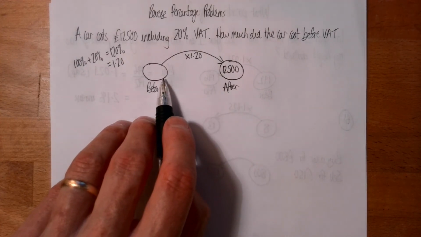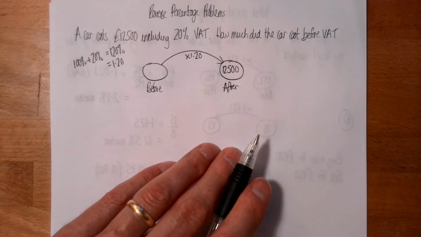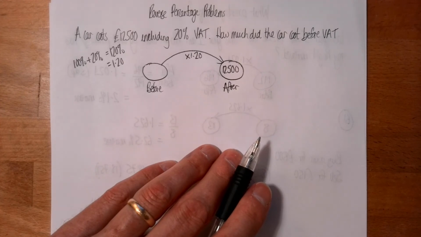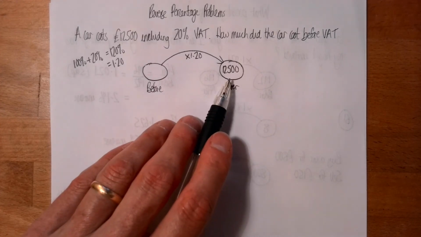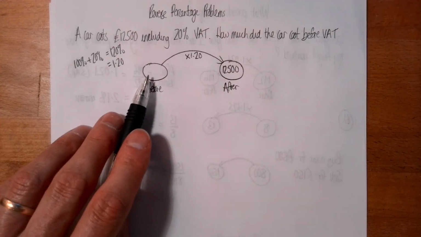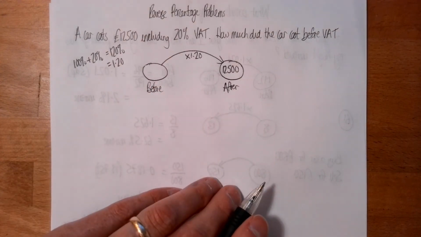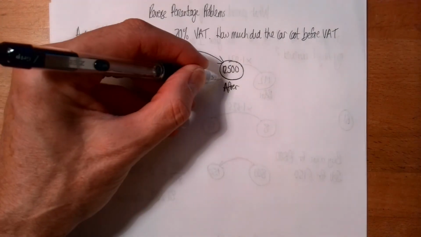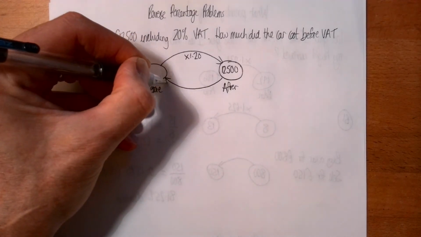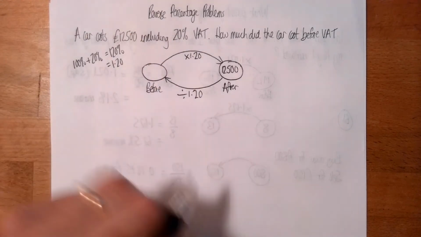So 12,500. So the question is, how do we work backwards? And what we don't do is we don't take 20% of this off, because it wasn't increased by 20% of this, it was increased by 20% of this. Instead, we just ask, what's the opposite of multiplying by 1.2? And I hope you can see that it's dividing by 1.2 or 1.20.